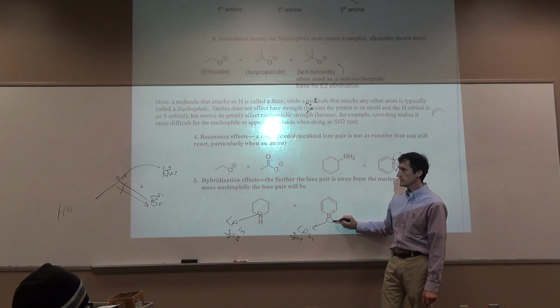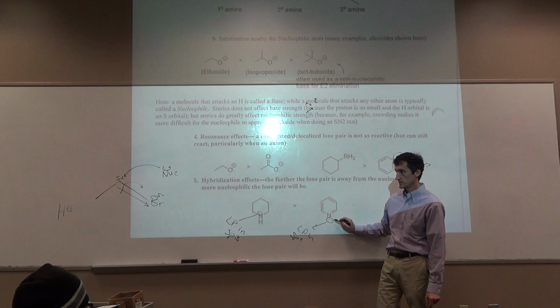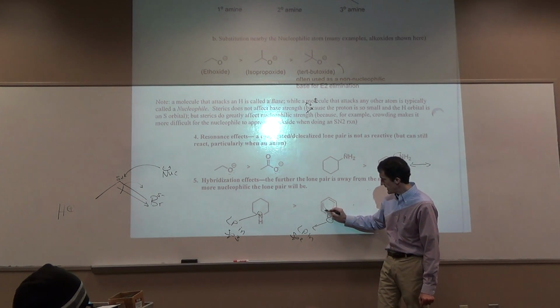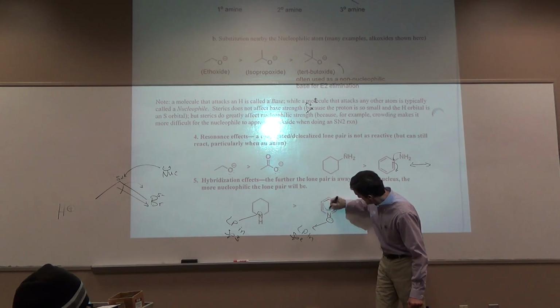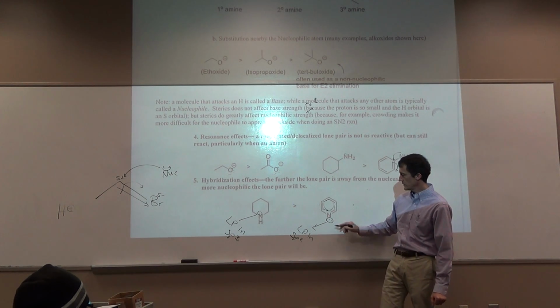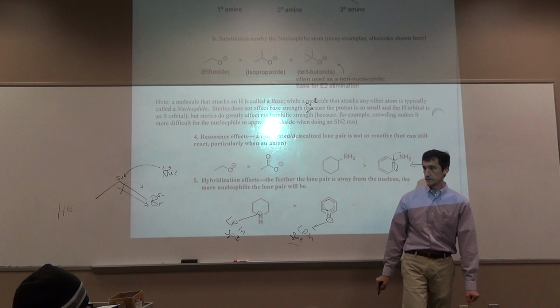Well, the lone pair is not involved in resonance. The lone pair is not in a p orbital. Resonance is only with electrons in p orbitals. You have resonance here, and you can show the pi bonds there, but that doesn't influence the lone pair. The lone pair is in a hybrid.